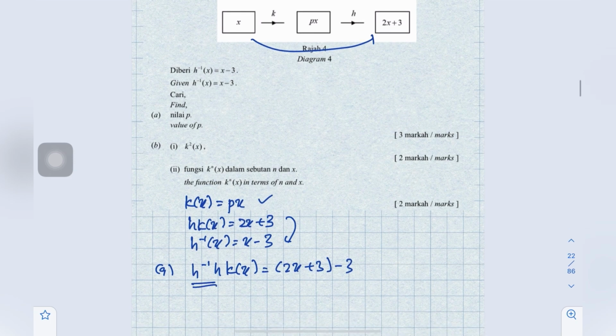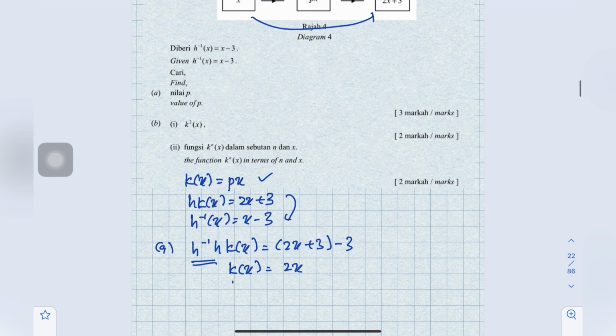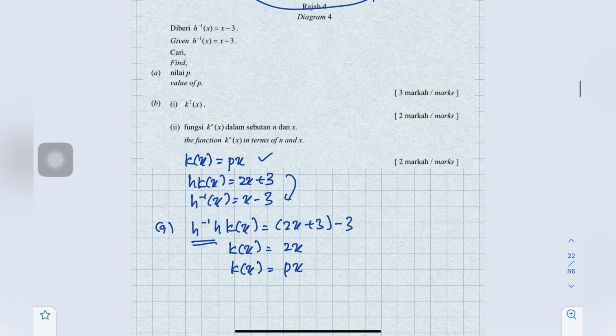So this one we can eliminate, leaving k(x) equals 2x. Now, given from the question k(x) equals px, so we compare. So p equals 2.